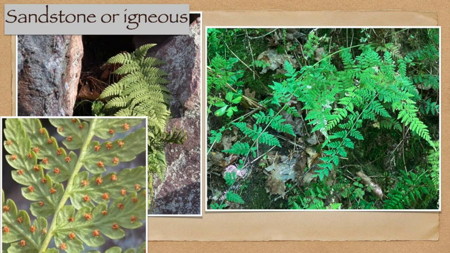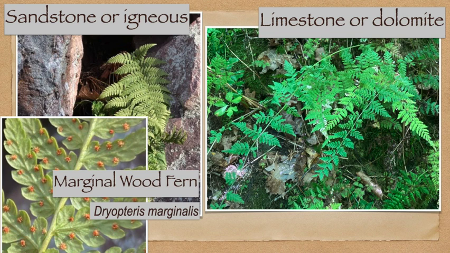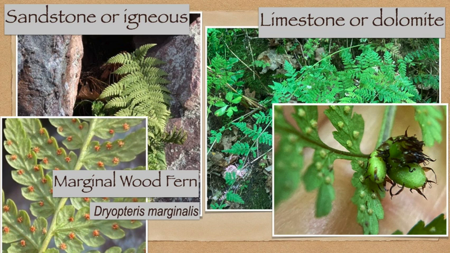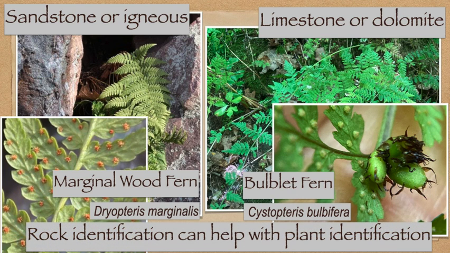I flip over the leaves, and if the reproductive structures are at the edge or margin of the leaves, then I'm going to conclude that I was right, that, yep, that was marginal wood fern. On the other hand, if it's on carbonate substrate like limestone or dolomite, something that's more basic, I'm going to think of a different fern. I want to flip over those leaves and look for little bulblets, which would make it the bulblet fern. So I found that substrate is a pretty reliable predictor of what I'm going to find when it comes to fern ID, at least for these two. And so rock identification can sometimes help with plant identification.